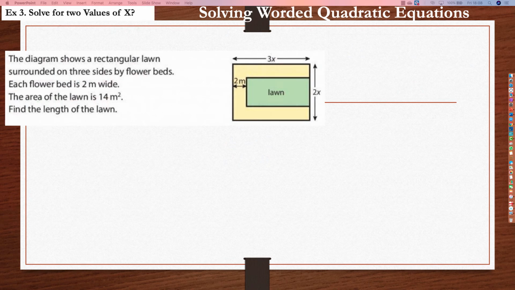The diagram shows a rectangular lawn surrounded on 3 sides by flower beds. Each flower bed is 2 meters wide. The area of the lawn is 14 meters squared. Find the length of the lawn. So no need to take down the questions, draw that in the diagram.